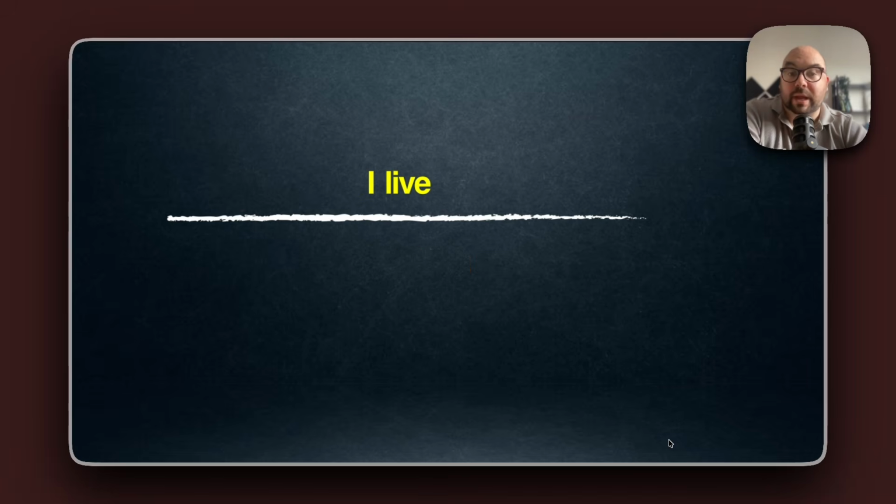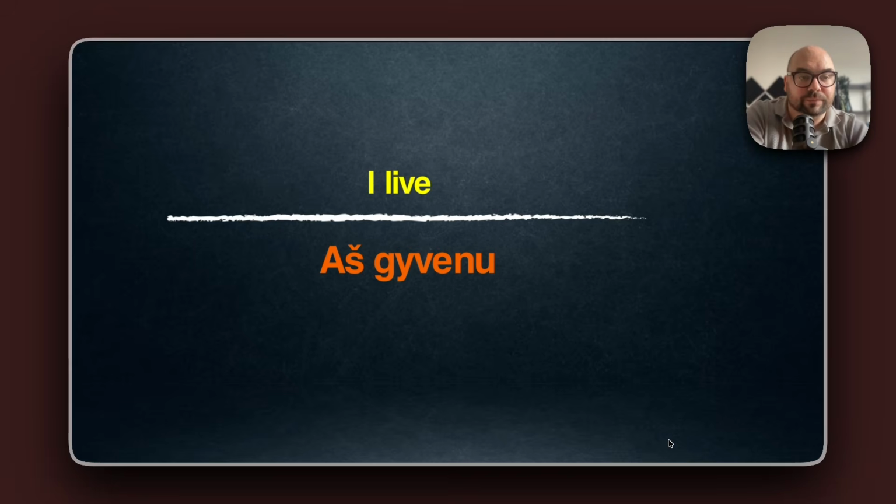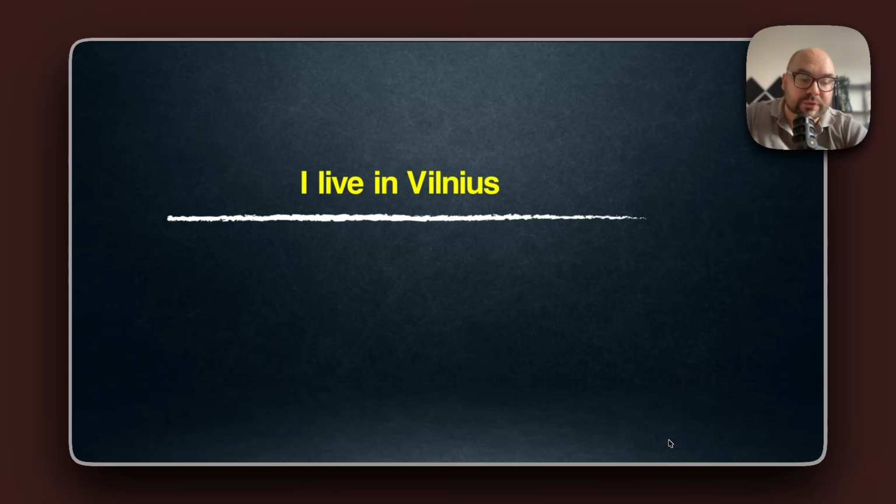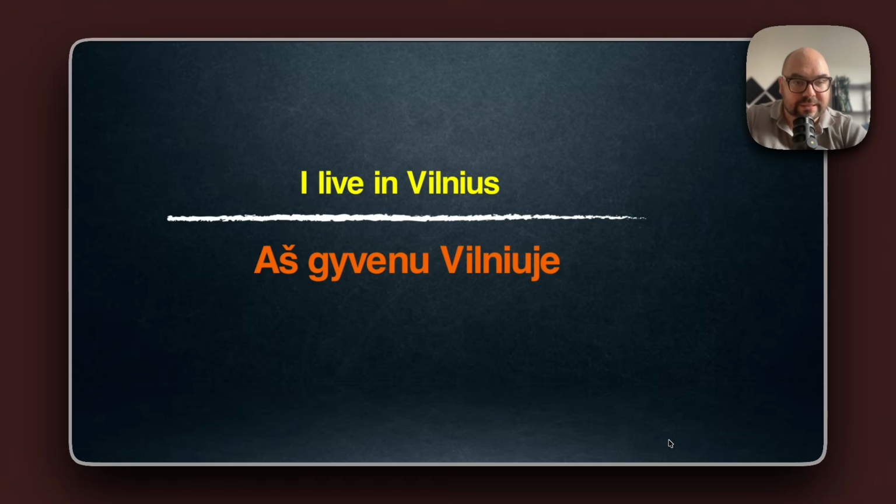So now I live is aš gyvenu. I live, aš gyvenu. So I live in Vilnius. Now that's your introduction to another case, because Vilnius in this situation would be in locative. Basically, it shows location. So locative almost always is going to end in e. So that's going to be aš gyvenu Vilniuje.